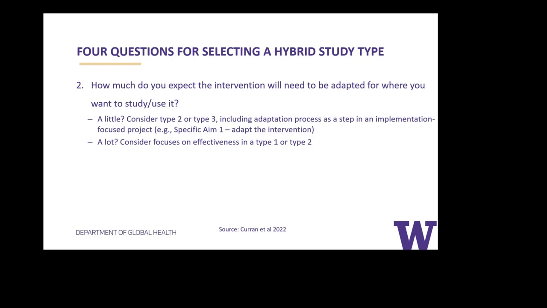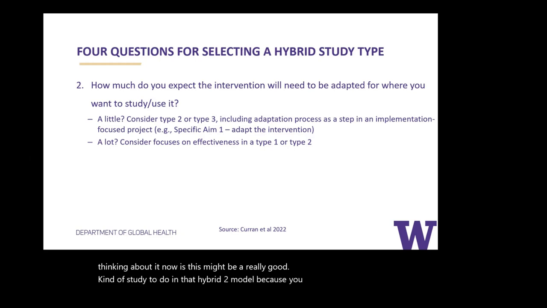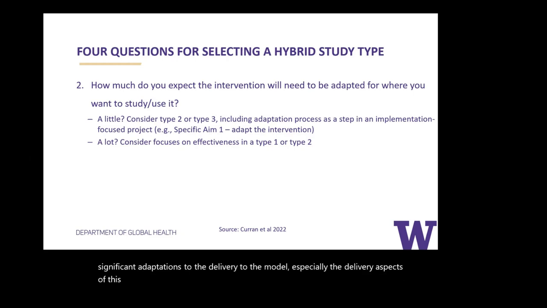Yeah. So what you're describing sounds to me like, we haven't addressed the third and fourth questions yet, but where I'm thinking about it now is this might be a really good kind of study to do in that hybrid two model, because you are making some significant adaptations to the delivery, to the model, especially the delivery aspects of this, that could impact how effective it is.